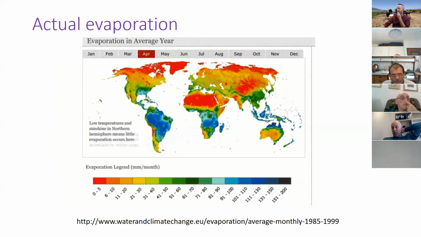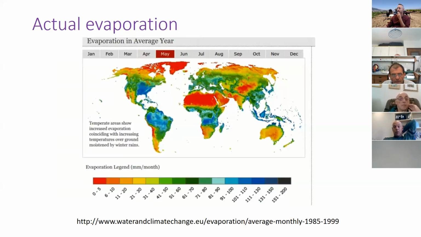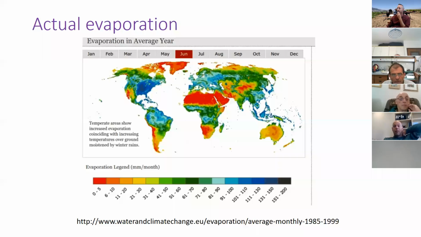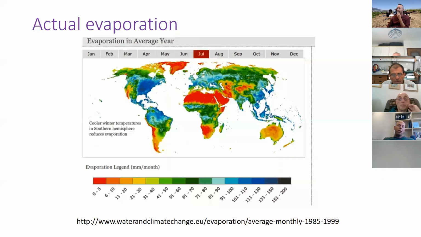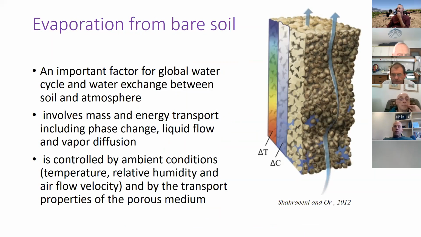So today we are going to talk about actual evaporation. We want to understand the mechanisms in the soil that limit evaporation and talk about how we model this. Global water cycle and water exchange between the soil and atmosphere involve mass and energy transport, phase exchange between liquid and vapor, and liquid flow and vapor diffusion within the soil. We will see that it is controlled by ambient conditions, which are the atmosphere, and by the transfer properties, the hydraulic properties of soil or porous medium.